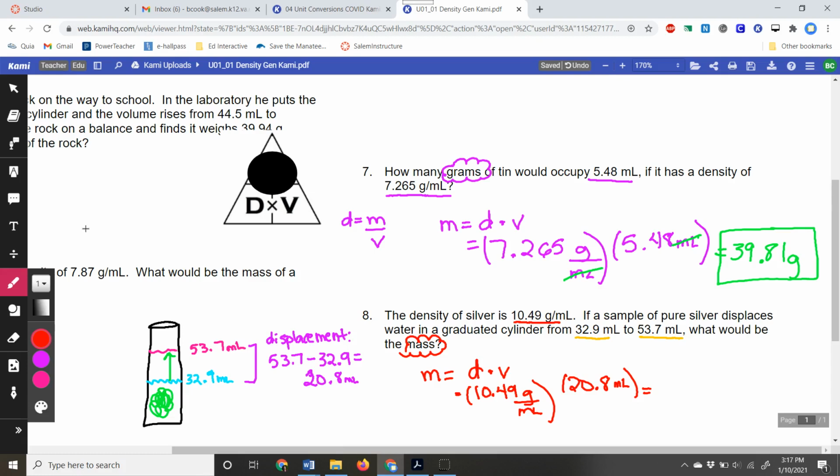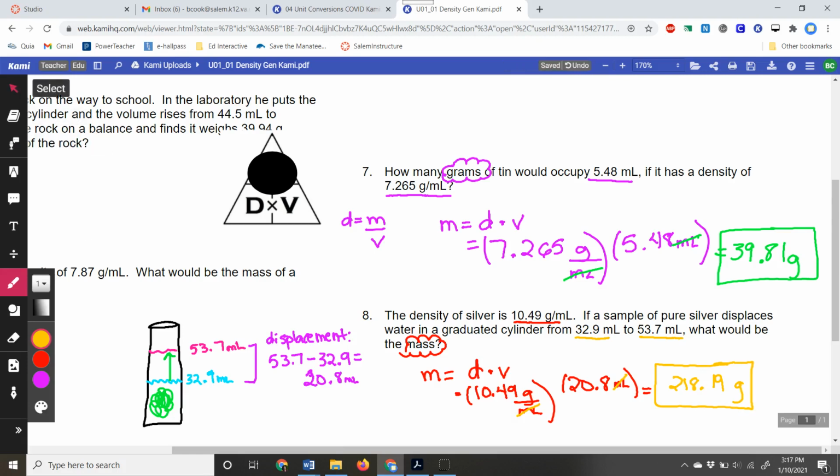And if I take a look at those units, the units of milliliters are going to cancel from the top and bottom. I'm going to be left with grams, and that makes sense since I'm solving for mass. So grab your calculator. We're going to do 10.49 times the 20.8, and you're going to get a rather large answer. You're going to get 218 for this activity. We're going to round to 2 decimal places. 218.19 grams. So you can see how displacement helps us.